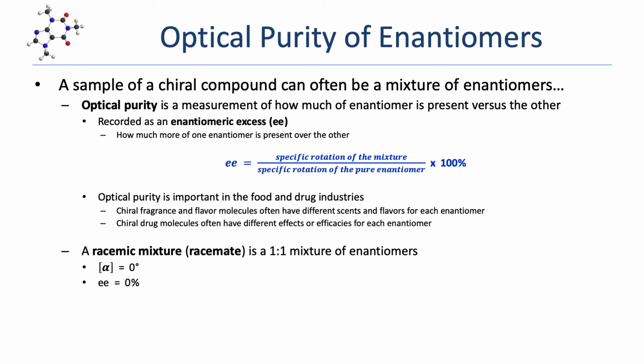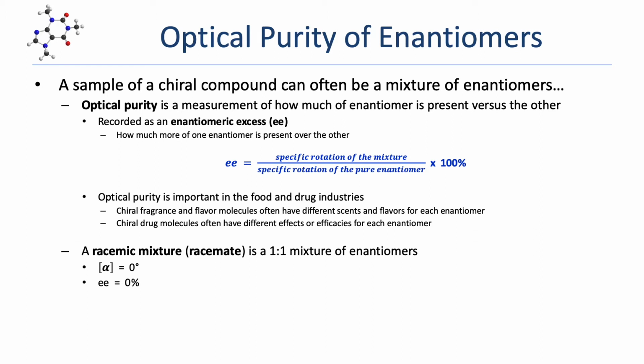So not only do you want it to be 100% carvone, you want it to be 100% a specific enantiomer of carvone. The idea of optical purity is a measurement of how much of one enantiomer is present versus another in a mixture. Optical purity is recorded as something called an enantiomeric excess, and it's reported as a percentage. But that percentage doesn't mean what you probably think it means. Let's take a look at how it's calculated.